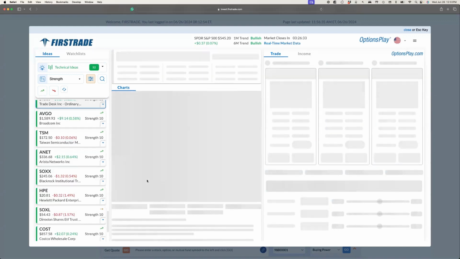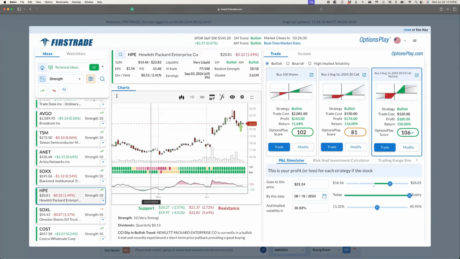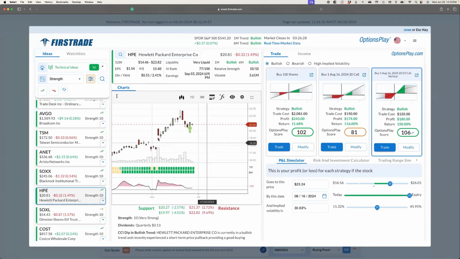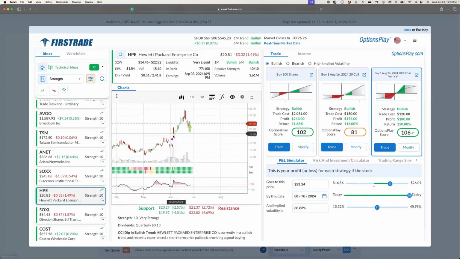Let's look at Hewlett Packard Enterprise. Let's take a look at that. This is a pretty good setup, right? You have a clear bullish trend, a big pullback here, and a potential opportunity for that to continue.